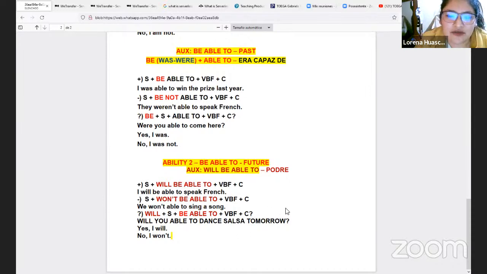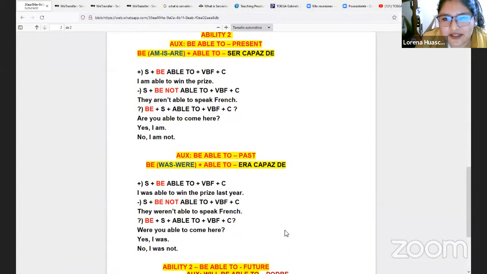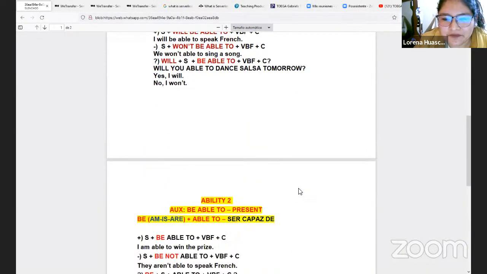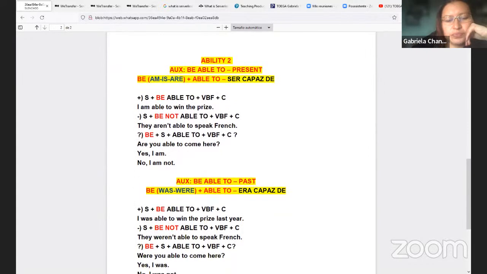Or the question, will you be able to dance salsa? ¿Podrás bailar salsa? Yes, I will. No, I won't. Okay, so it is the same as this. Do you have maybe some question about this, Chris? No. Okay, perfect. So let's go to the platform and let's see the exercises.